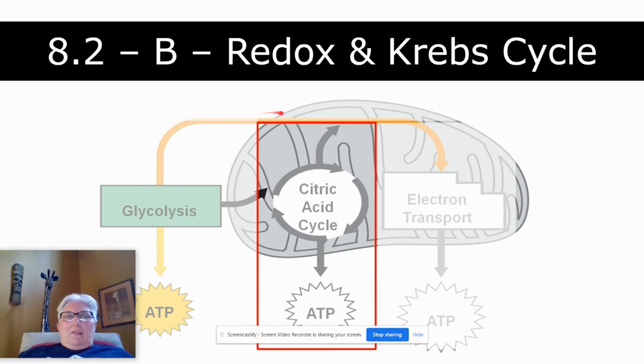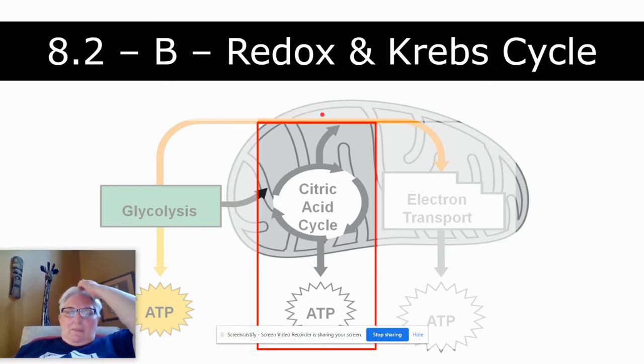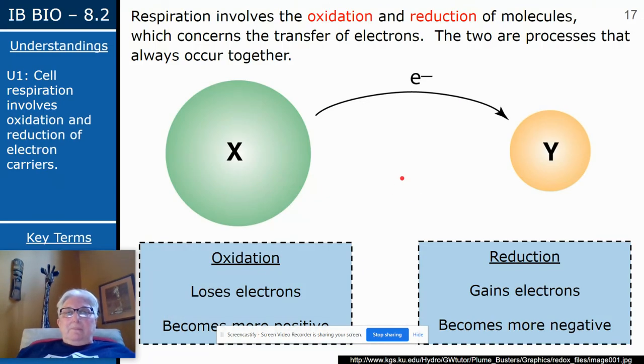So the second part of this that I want to look at today is looking at some of the redox reactions and then the Krebs cycle. Now, Krebs cycle is sometimes called the citric acid cycle, and we'll see why in a second.